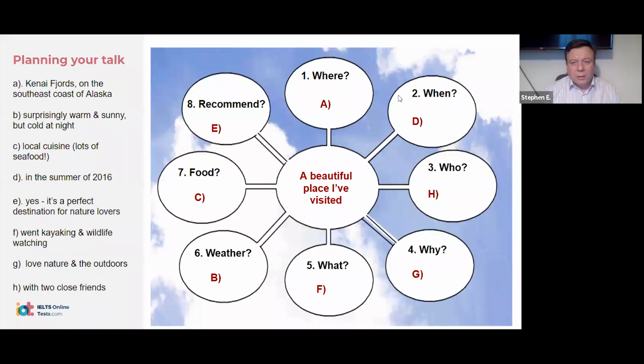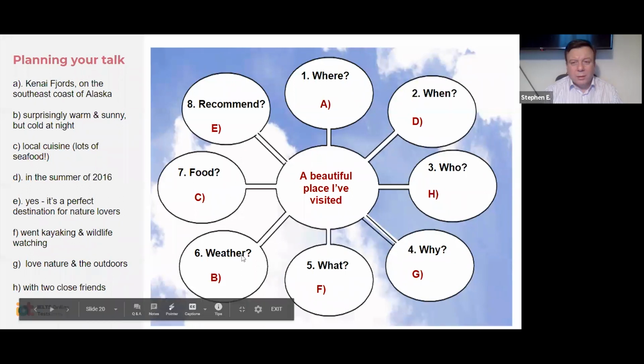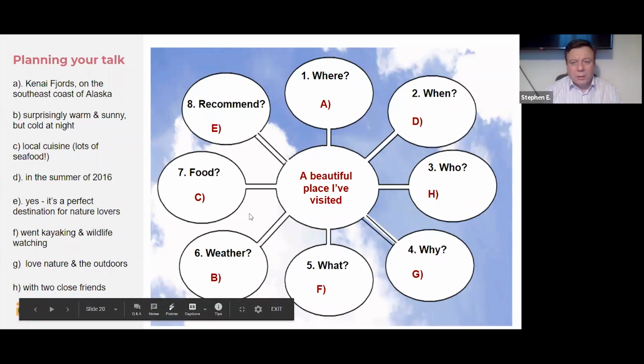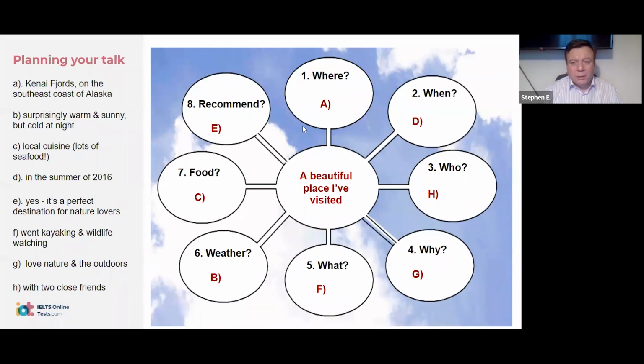So recommend. Okay. So by doing this, it's just going to help you structure what you're going to talk about. Now remember, you can only put bullet points. You're not going to be able to write full sentences in 1 minute. So you're just going to have to put the bullet points in there.